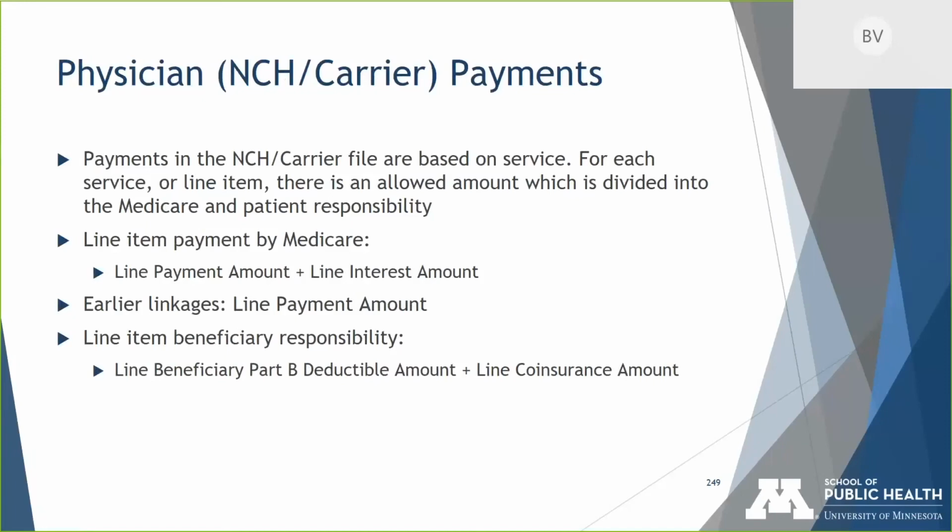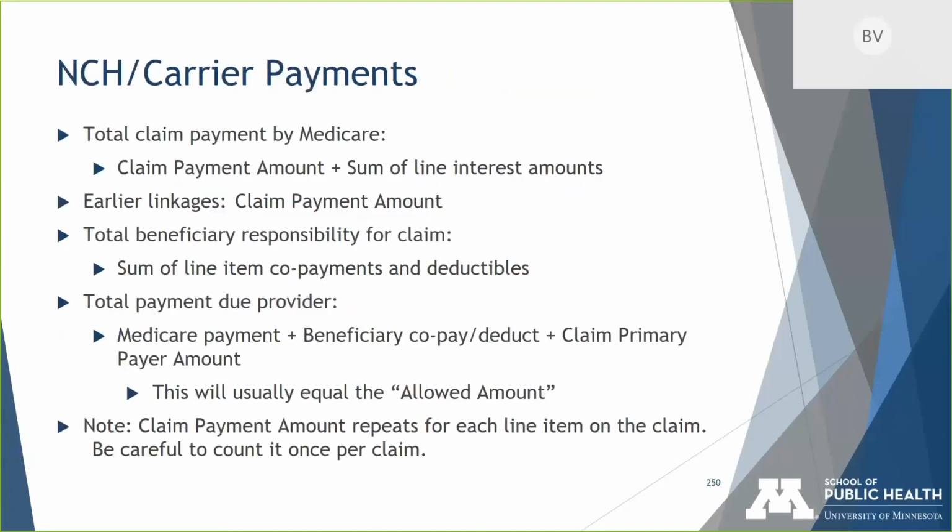Now they actually do include a line interest amount, so if you really want to know the total amount paid by Medicare, it would be line payment amount plus line interest amount. In earlier linkages, it was only line payment amount. And just a note that you also can observe the beneficiary deductible and coinsurance by line. So you can look at a specific service and see the payment associated with it.